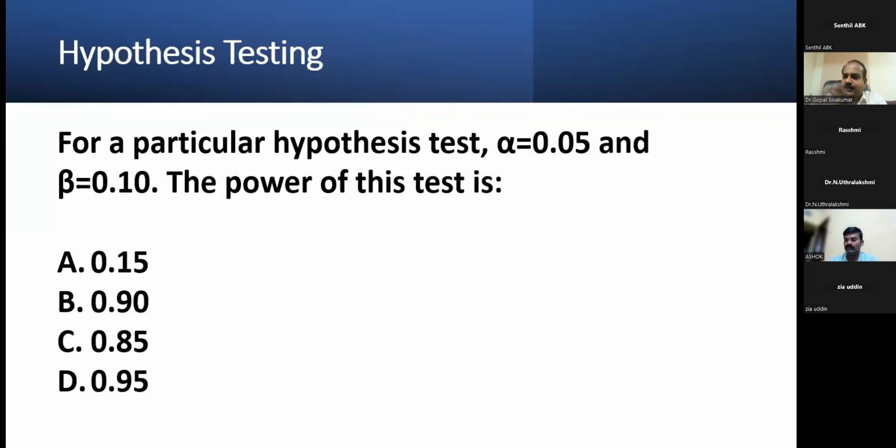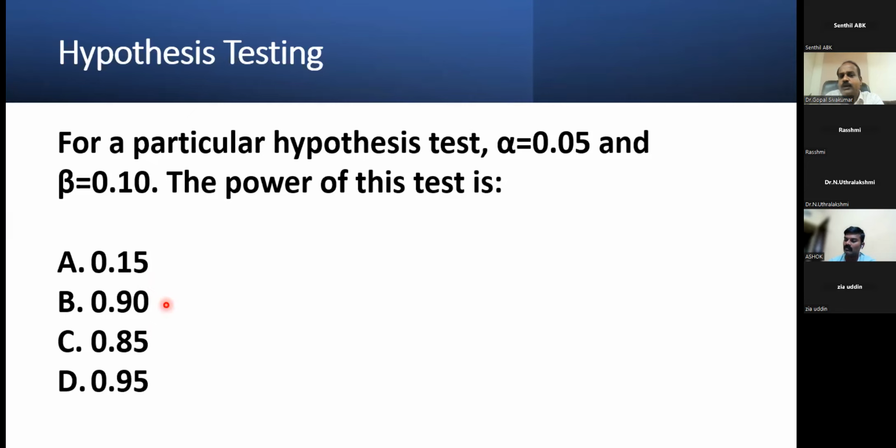Beta risk decides the power of the test. Alpha risk decides the confidence level. Now, how much is your beta risk? 0.1, 10%. So, power of the test is 90%. So, what is the answer? B. How come, sir? If alpha risk is 5%, then confidence level is 95%.